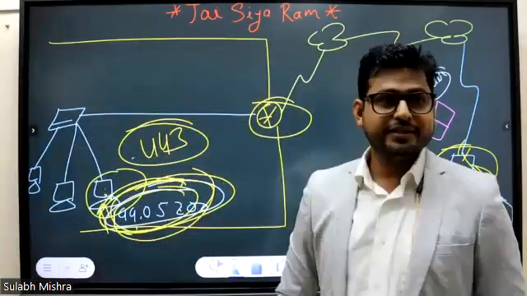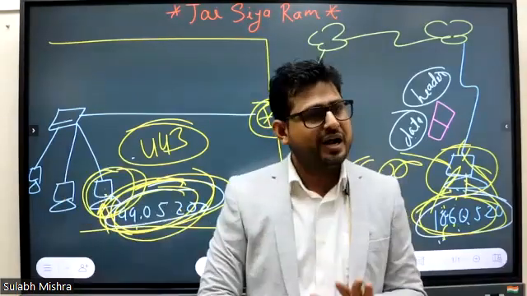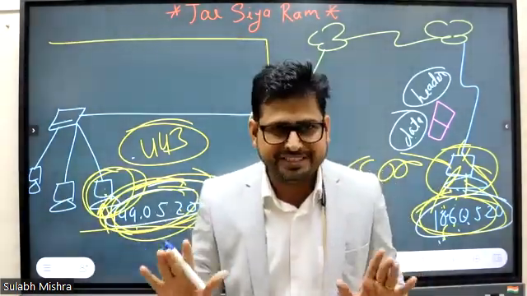So what I'm saying is, since your system also has 65,000 ports, similarly 65,000 ports are available in each and every system.